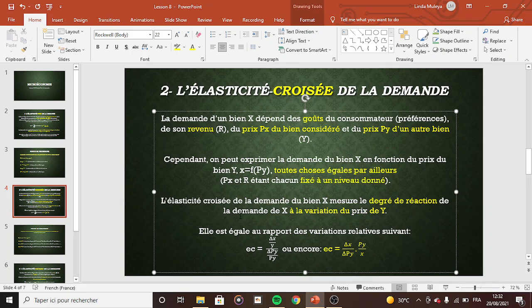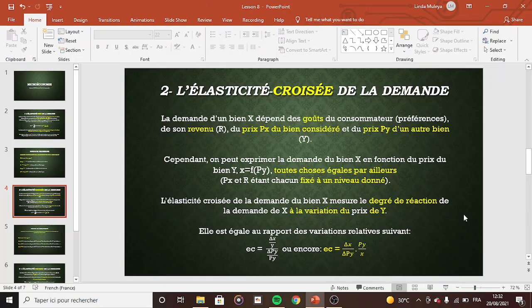Our second last sentence tells us that l'élasticité croisée de la demande du bien X mesure le degré de réaction de la demande de X à la variation du prix de Y. So in the same way that demand previously was being measured by changes in the price of good X, the actual good we want to buy, in this case we are trying to see how the demand for good X will shift when we change the price of good Y.